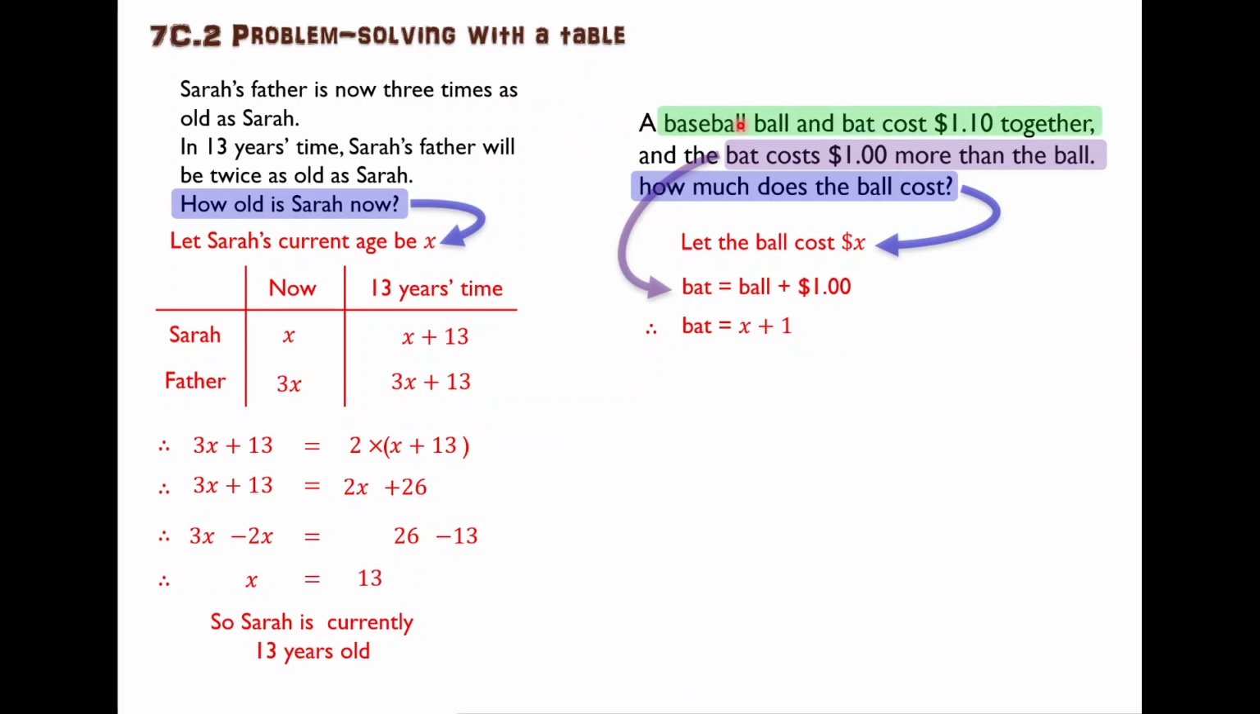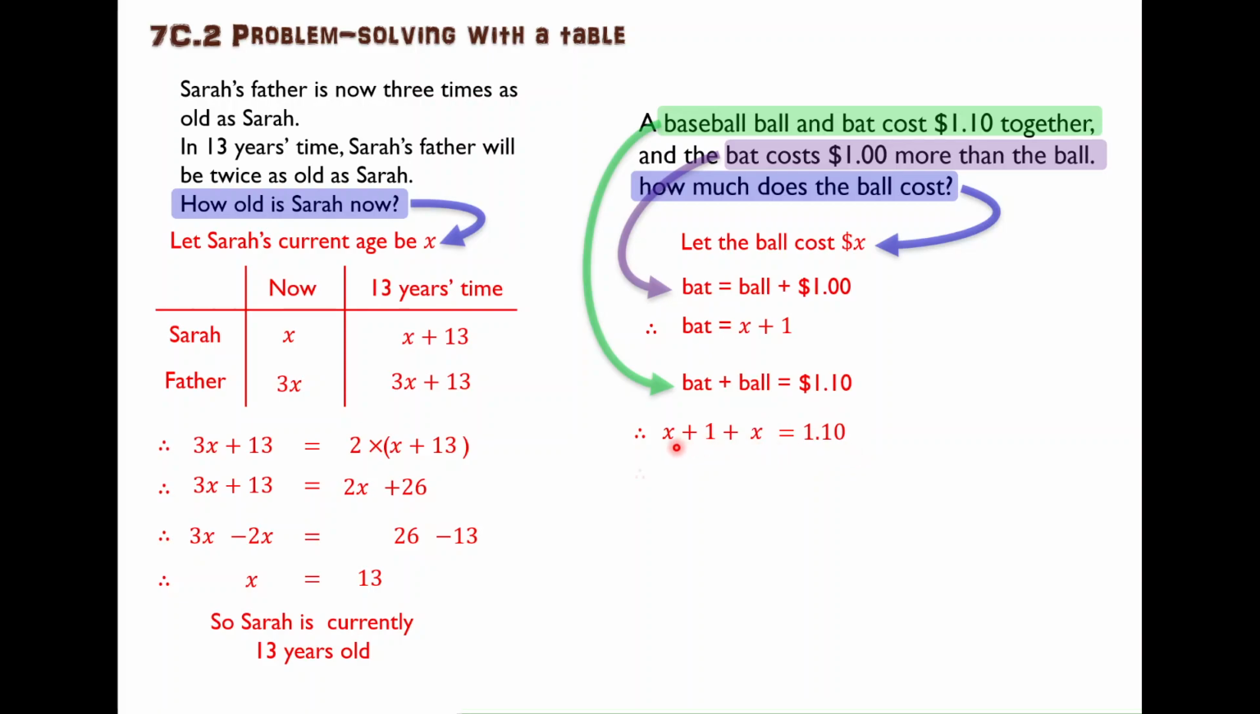Now we can use this other statement here that the ball and bat cost $1.10 together. When you see together, that probably means that they're being added together. So the bat plus the ball is the same number as $1.10. This statement is the same as this statement. I can replace bat with x plus 1 because we know that the bat is x plus $1. And the ball I can replace with x because a ball is x dollars. Everything else gets copied down. The equal sign, the $1.10.